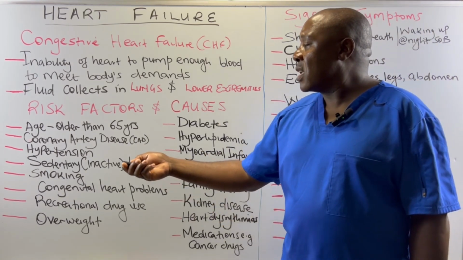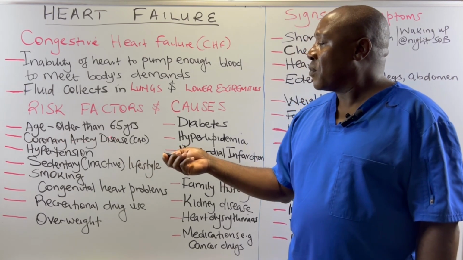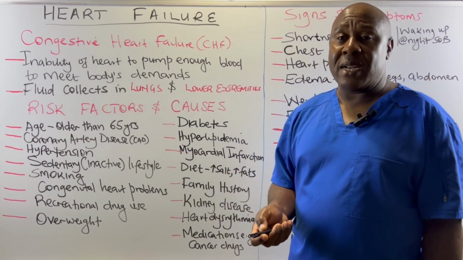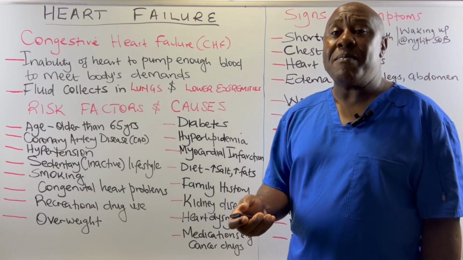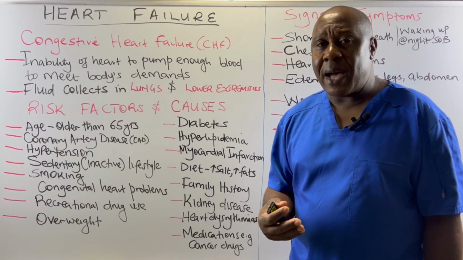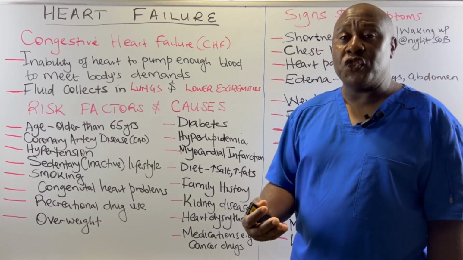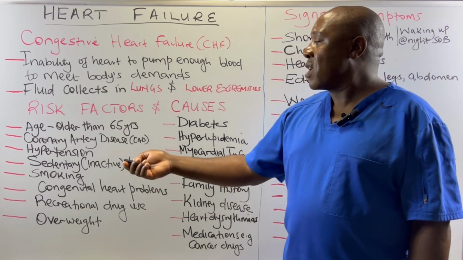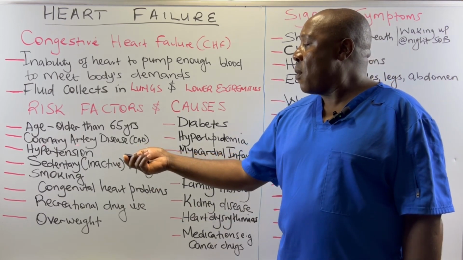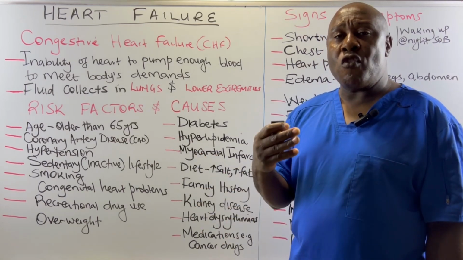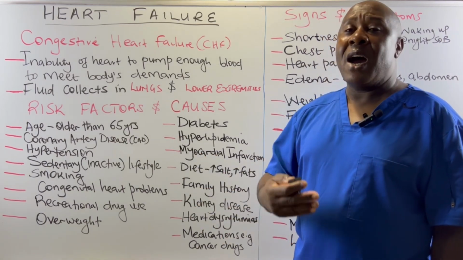We have coronary artery disease. Coronary arteries are those ones that supply blood to the heart. Remember, the heart is a muscle, and just like any other muscles, it requires blood, oxygen, and nutrients to be able to function well. So the coronary artery is the one that ensures that our hearts receive the required amount of blood and therefore oxygen and nutrients.